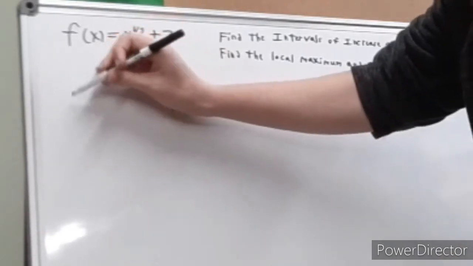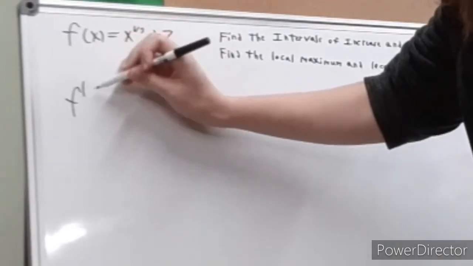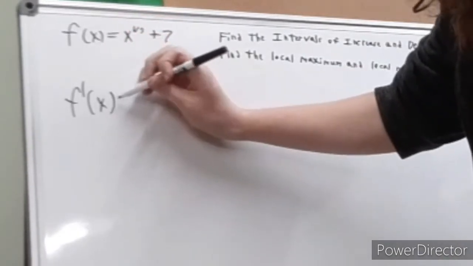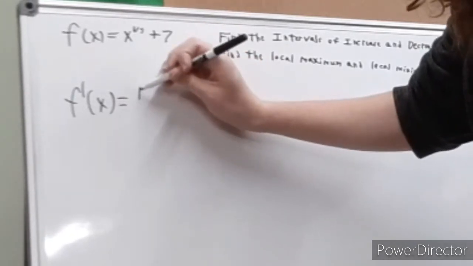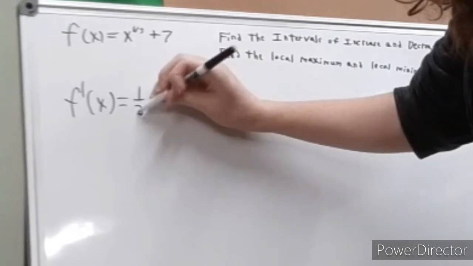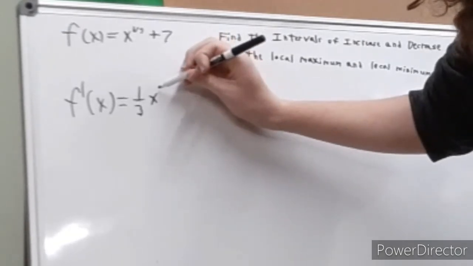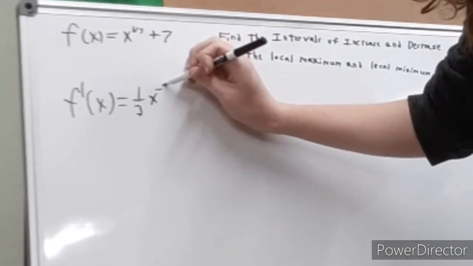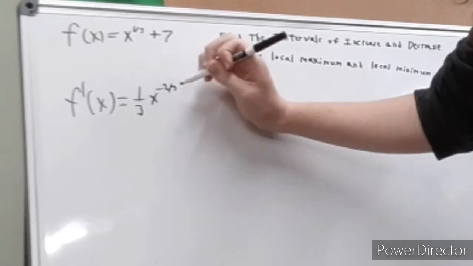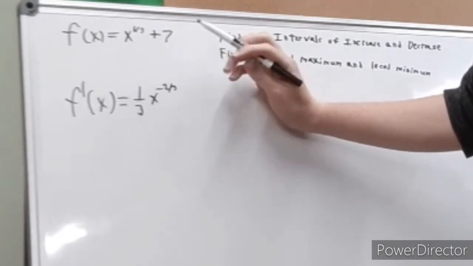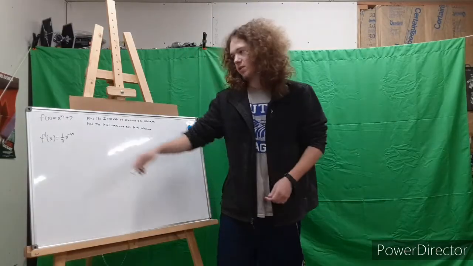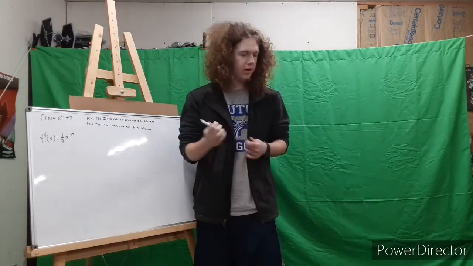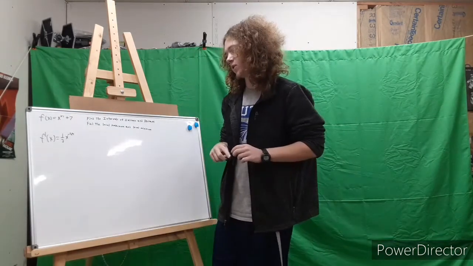The derivative is, I'm going to use the power rule. It's 1/3 x to the negative 2/3. Derivative of a constant is 0, so 7 is just 0. This is the derivative. Now to find the critical numbers, we set the derivative equal to 0.